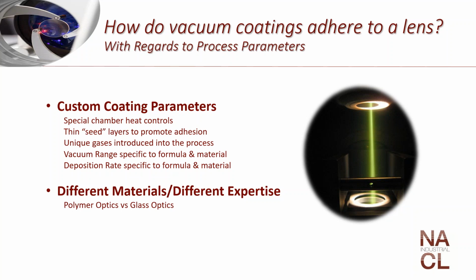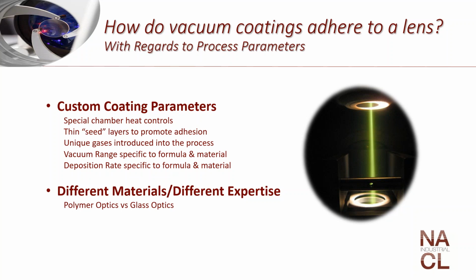The other important and obviously critical thing is the vacuum range specific to the formula that you're applying and the material that you're coating on. So with vacuum, we normally like to coat in the 10 to the -5 to the 10 to the -6 torr or millibar range. This is important to know.